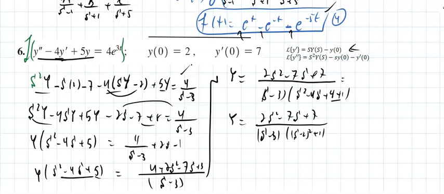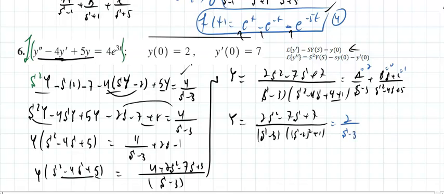Now here you will say that's A over (s minus 3) plus (Bs plus C) over (s squared minus 4s plus 5). I got A to be 2, B to be 0, and C to be 1. So altogether I'm getting 2 over (s minus 3) plus 1 over ((s minus 2) squared plus 1).